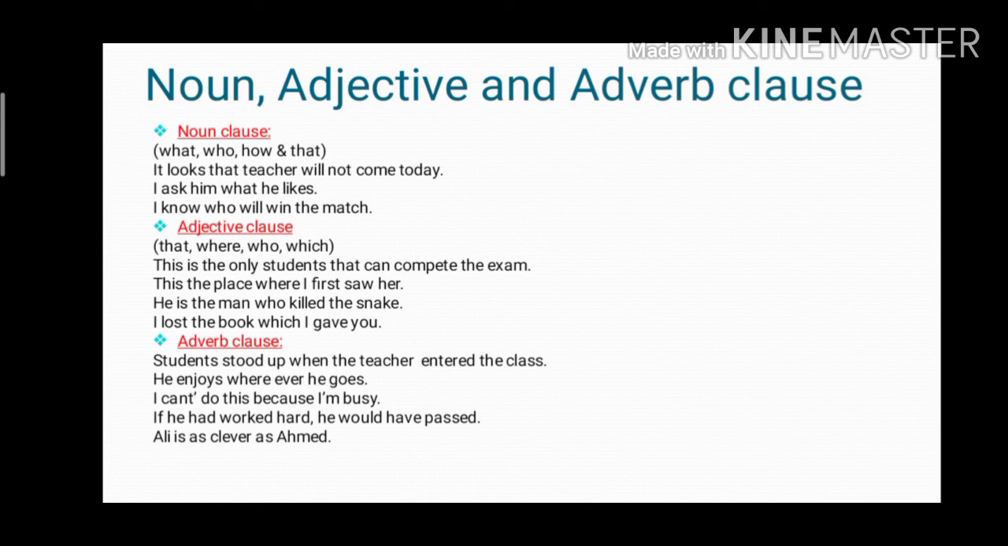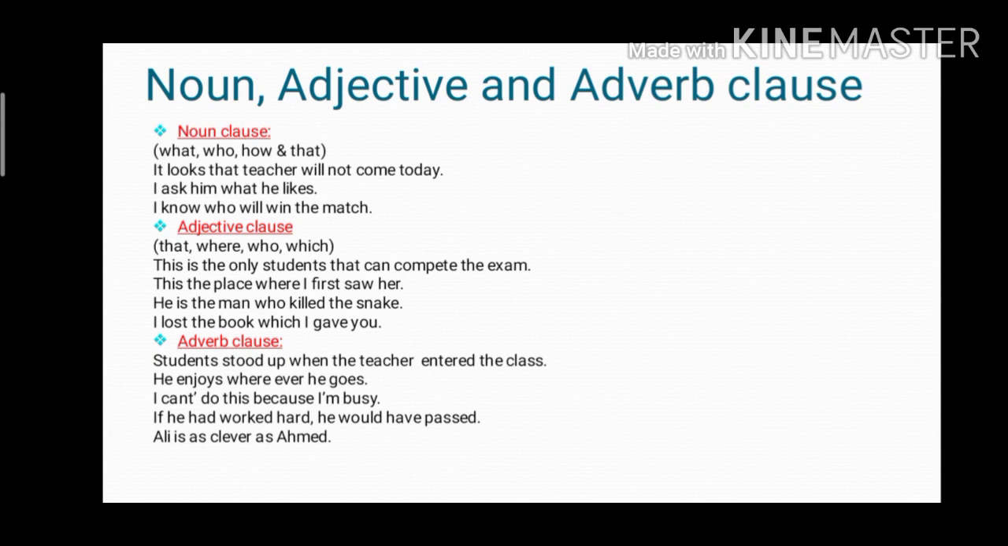A noun clause may be defined as a clause that does the work of a noun. A part of the sentence that works as a noun should be referred to as a noun clause. Here, it looks that teacher will not come today. Here, teacher will not come today does the work of a noun, so it should be referred to as a noun clause.